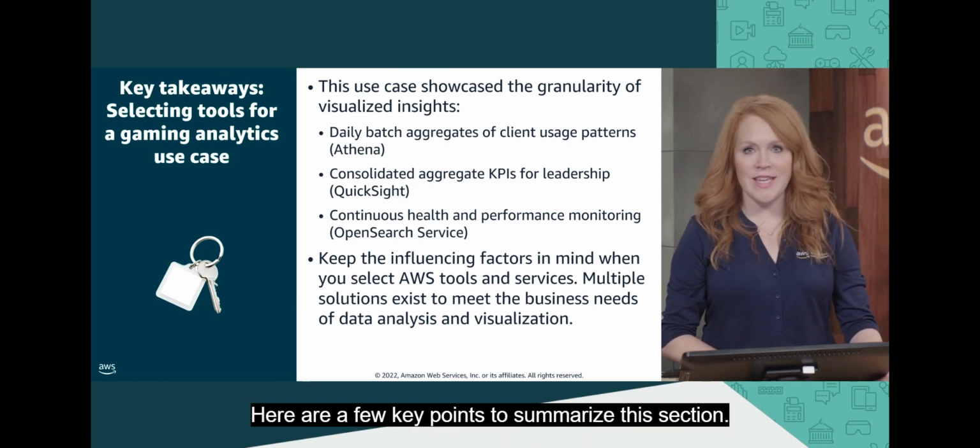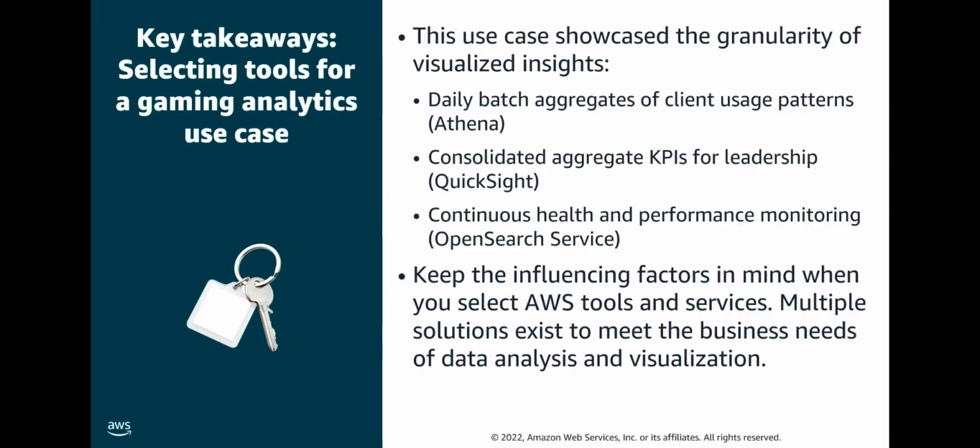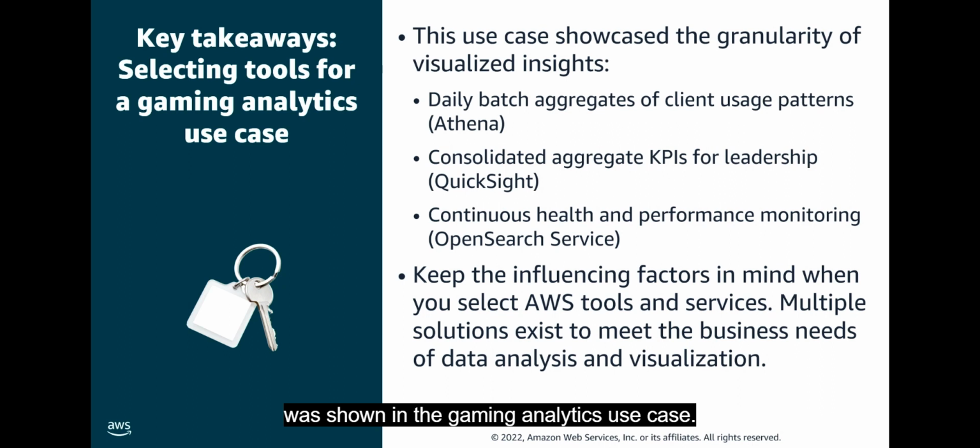Here are a few key points to summarize this section. The granularity of visualized insights was shown in the gaming analytics use case. Daily batch aggregates of client usage patterns were visualized by using Athena. Consolidated aggregate KPIs were visualized for leadership through QuickSight. Continuous health and performance monitoring was visualized with OpenSearch Service. Keep the influencing factors in mind when you select AWS tools and services. Multiple solutions exist to meet the business needs of data analysis and visualization.